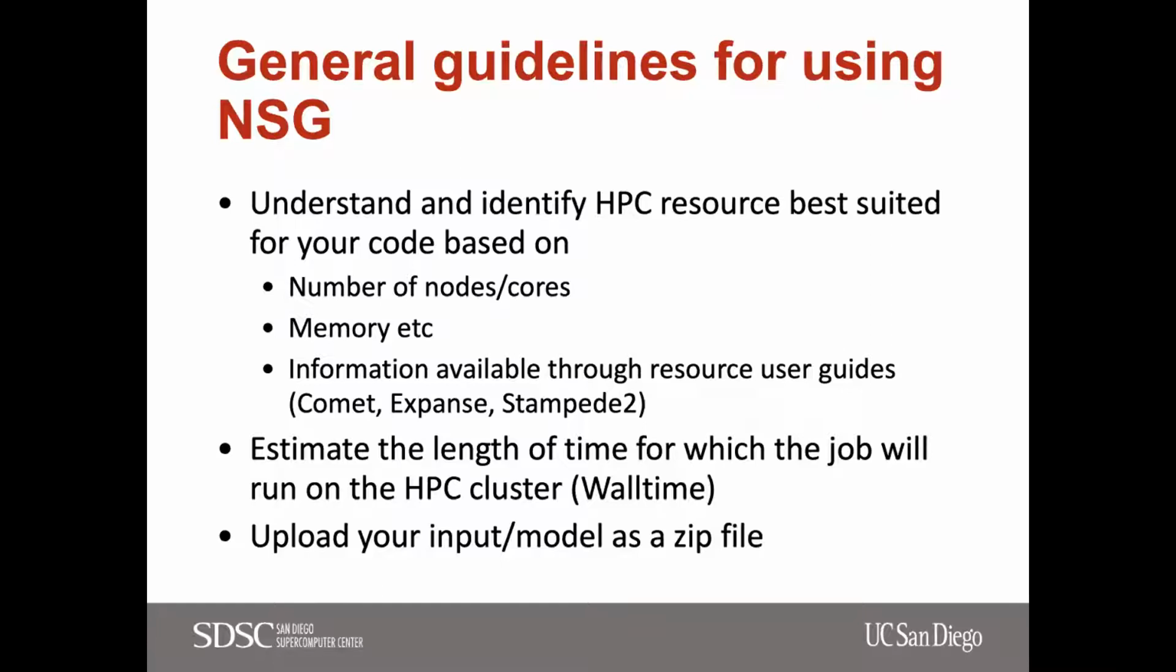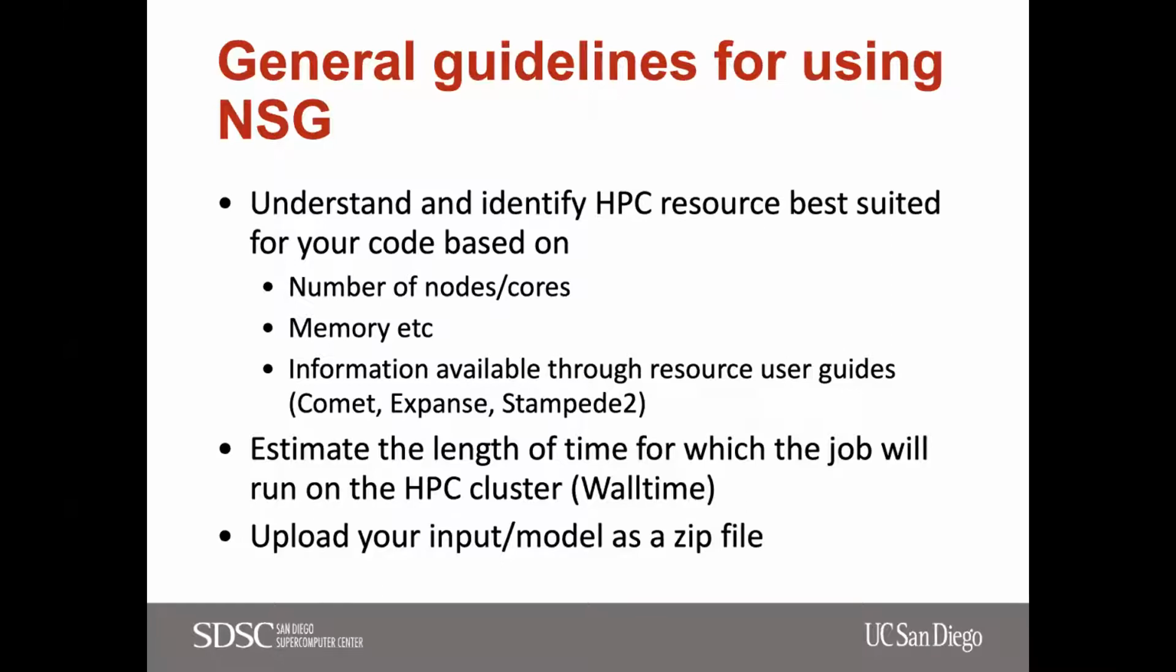your code. And as Amit mentioned, the resources that we provide all have different architectures, right? They have different numbers of cores per node, the memory is different, and all of this information is available through the resource user guides. For example, there is a Comet user guide, Expanse, all of this is publicly available, and you can take a look at it to see what is best suited for your code.